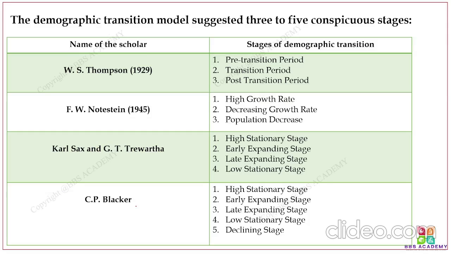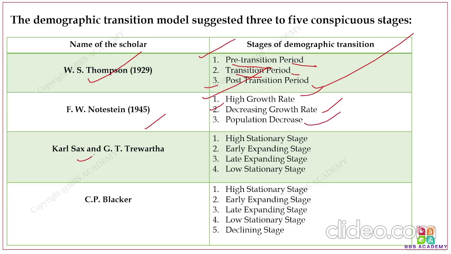If we see the stages of this demographic transition model, different scholars at different times have described it in different stages. W.S. Thompson in 1929 explained it in three stages: first is the pre-transition period, second is the transition period, and third is the post-transition period. F.W. Notestein in 1945 also explained it in three stages: the high growth rate stage, the decreasing growth rate stage, and population decreases. These are the three stages given by Notestein.